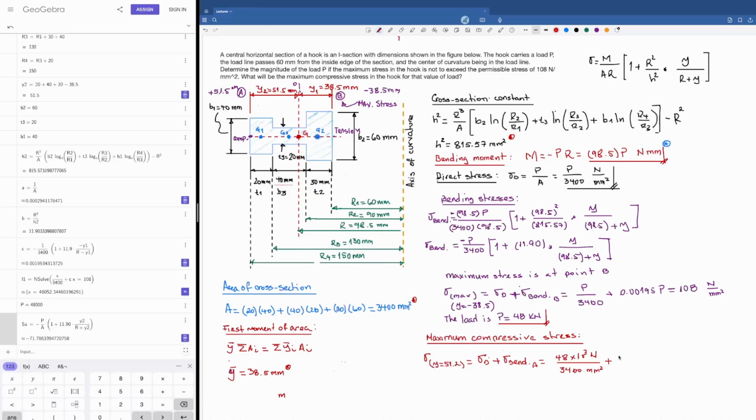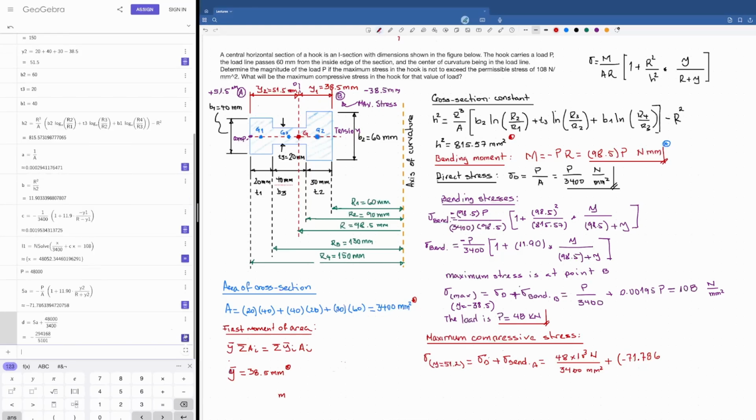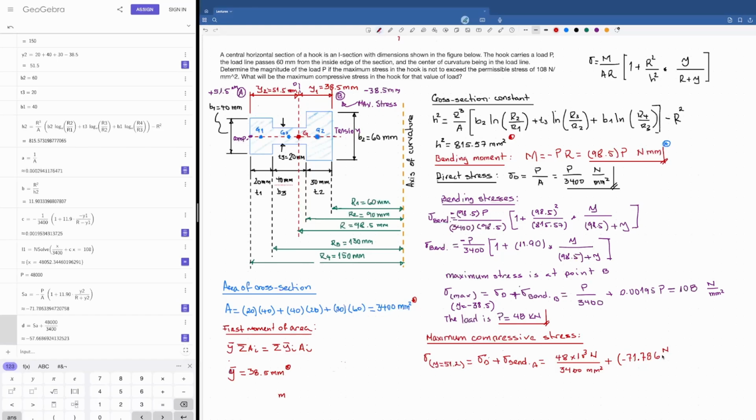Let me write it down here. Minus 71 plus 0.786. And I could then sum the direct stress, which I don't have recorded here: this plus 48,000 divided by 3,400. This is in newtons per square millimeter. Then the maximum compressive stress is equal to minus 57.67 newtons per square millimeter. And this is the second answer, the last answer to the last question.